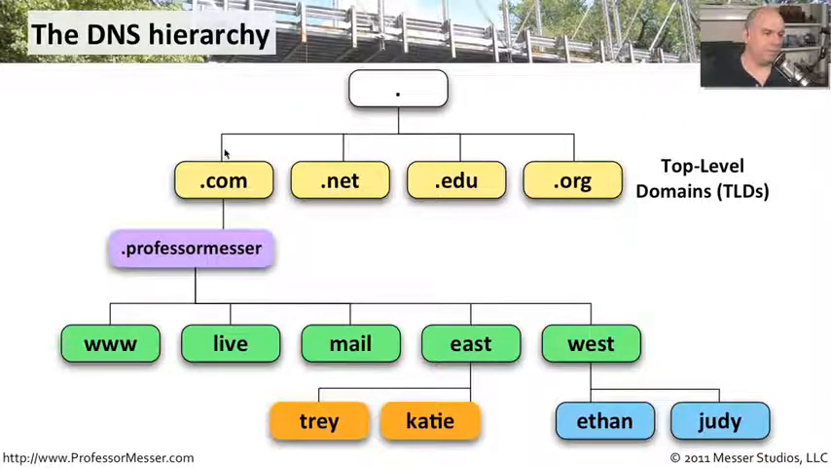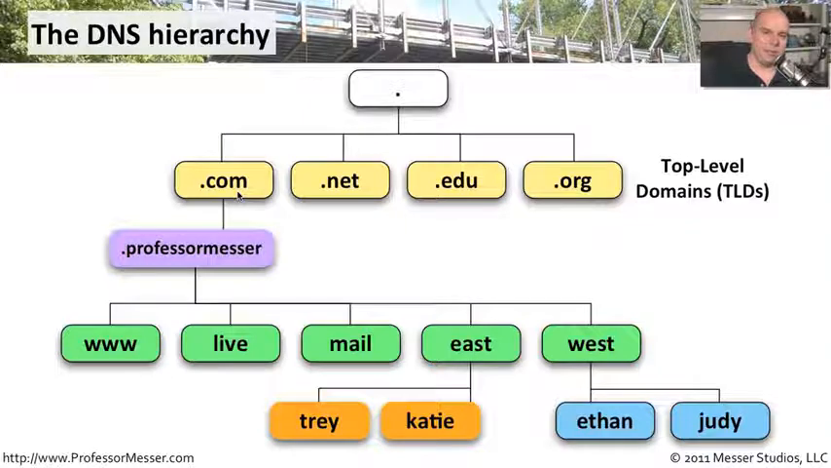It's a hierarchy. So first is the .com. Secondly would be Professor Messer. And of course, we haven't got to the web server at Professor Messer. There are a number of different servers at Professor Messer. You've got www.professormesser.com. I also have live.professormesser.com, and there's mail.professormesser.com.